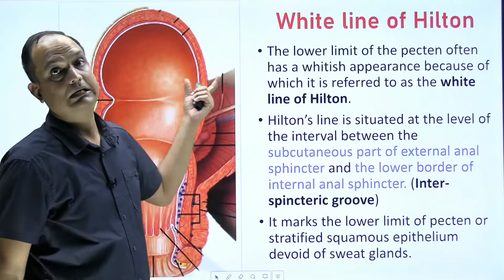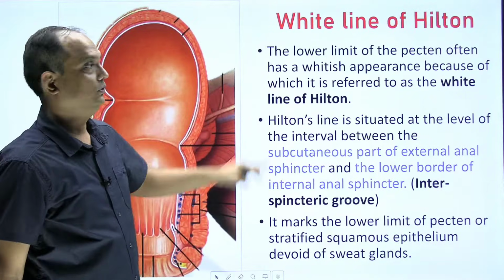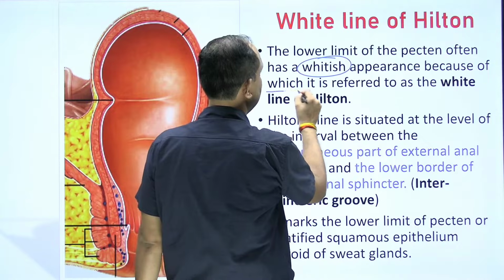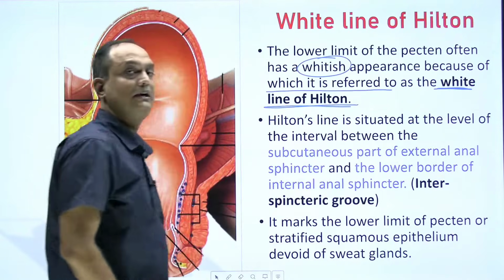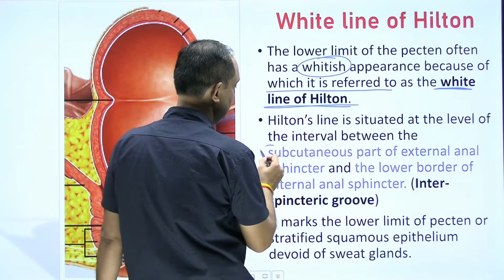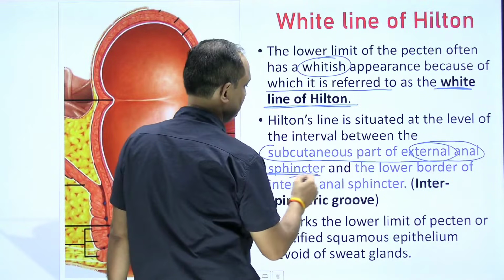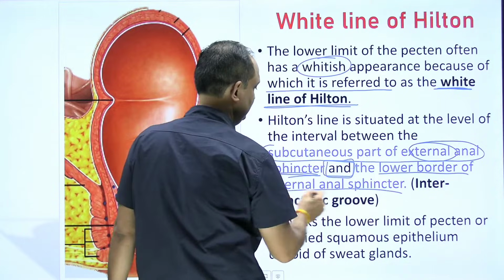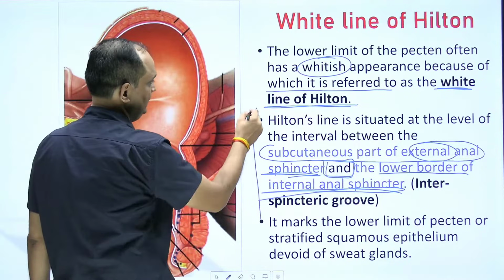What is the white line of Hilton? Now, the lower limit of the transition zone or pecten often has a whitish appearance, because of that this is known as the white line of Hilton. And this white line of Hilton lies at the level of the interval between the subcutaneous part of the external anal sphincter and the lower border of the internal anal sphincter. Now, this is the most important line.